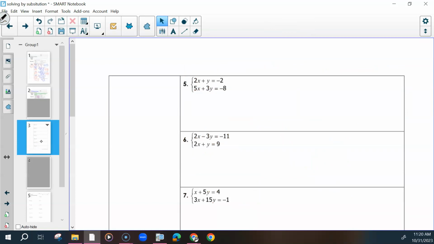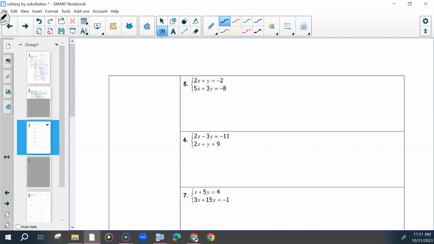These problems are not solved for x or y. So you have a choice. You can solve for whichever one you want, but the easiest would be to look for one of the problems where one of the variables is by itself. That should be the one that you solve for. It will make your life the easiest. Now, if you don't choose that one, you're going to end up with fractions, which is fine, but then you just have to be careful with your fractions.